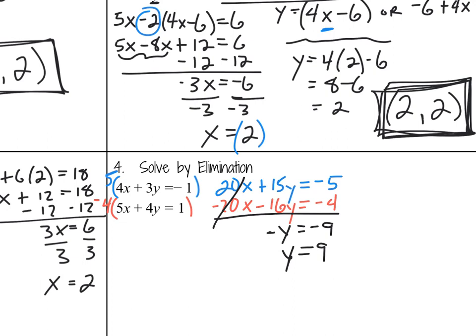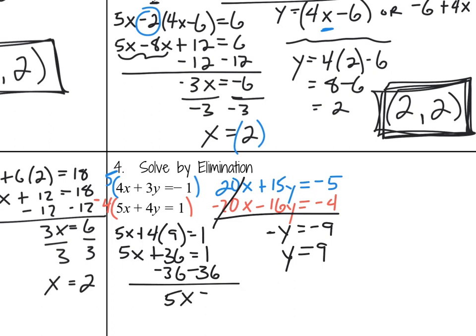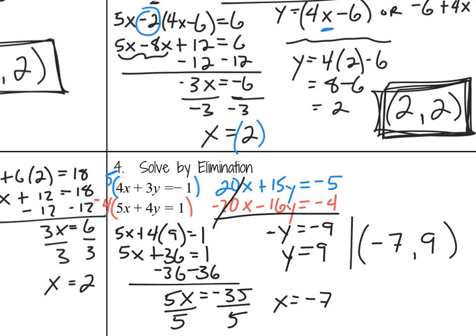Using that positive 9 then, I go into either the first or the second equation. I think I am going to go into the second equation, which will give me 5x plus 4 times 9 equal to 1. And so I have 5x plus 36 equal to 1. Subtracting 36 from both sides will get me 5x equal to negative 35. Dividing both sides by 5 gets me an x value of negative 7, which means that my final answer then is negative 7, positive 9, and of course we put that in parentheses.